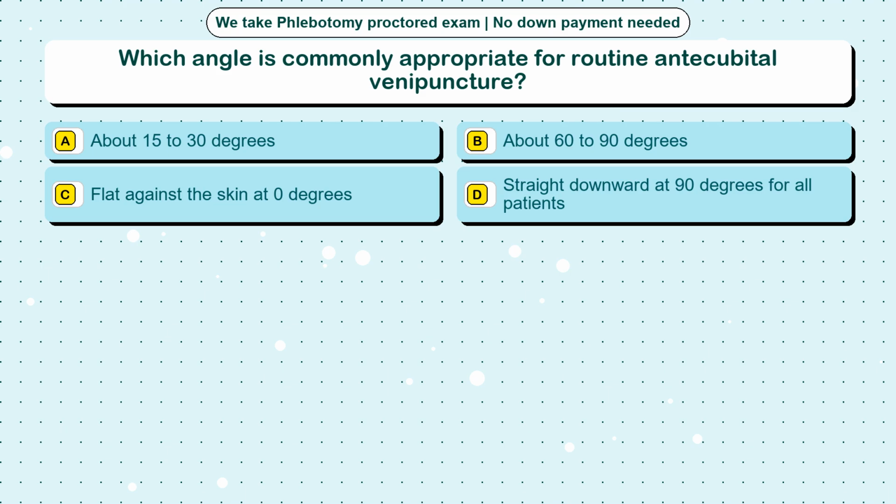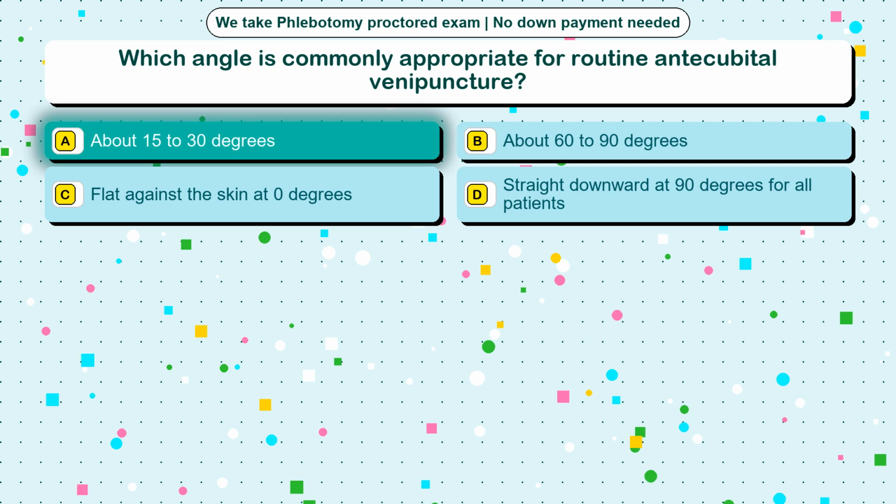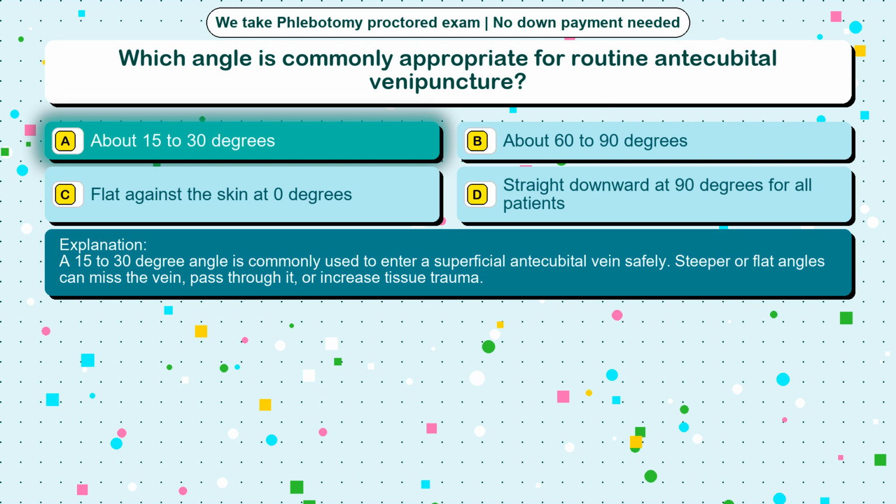Option B. About 60 to 90 degrees. Option C. A flat against the skin at 0 degrees. Option D. Straight downward at 90 degrees for all patients. The correct answer is option A. About 15 to 30 degrees. A 15 to 30 degree angle is commonly used to enter a superficial antecubital vein safely. Steeper or flat angles can miss the vein, pass through it, or increase tissue trauma.